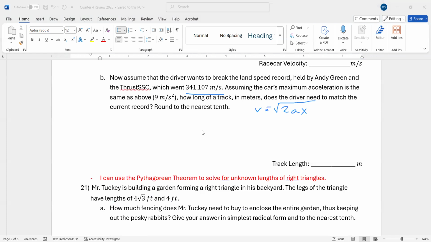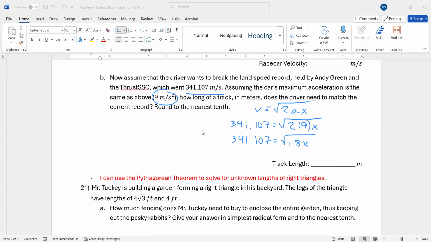Same acceleration, so A is 9. How long is the track? So we're looking for X here. I'm going to put 341.107 in for V, and I'm going to put 2 and then 9 in for A, X. So I have 341.107 equals the square root of 18x.